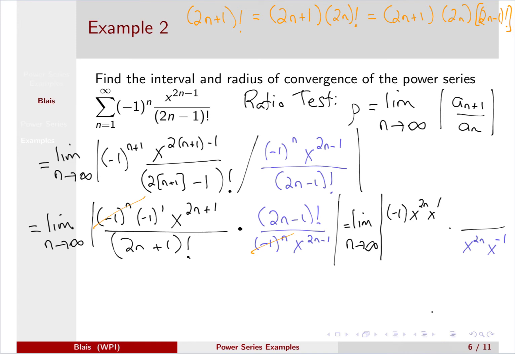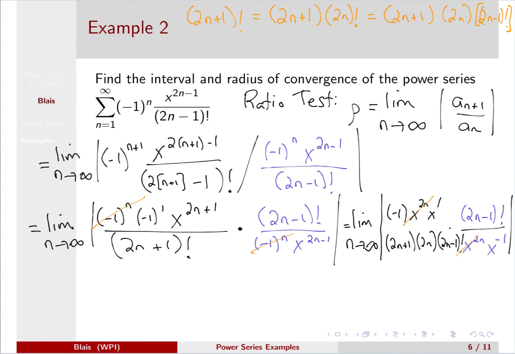So that denominator will become 2n plus 1 times 2n times 2n minus 1 factorial. And we still have that 2n minus 1 factorial in the numerator. It's a little bit complicated algebraically, but we see we get what we want.